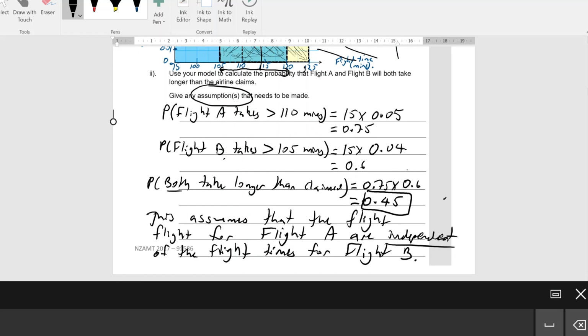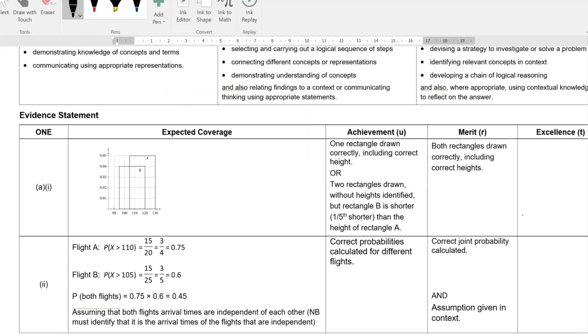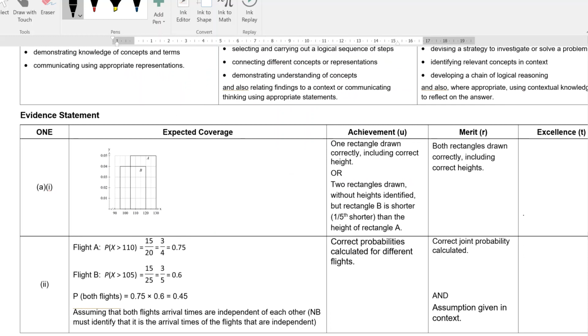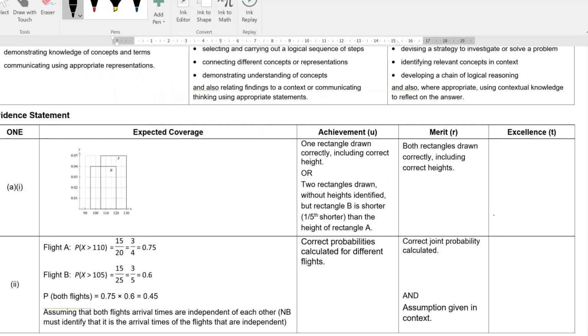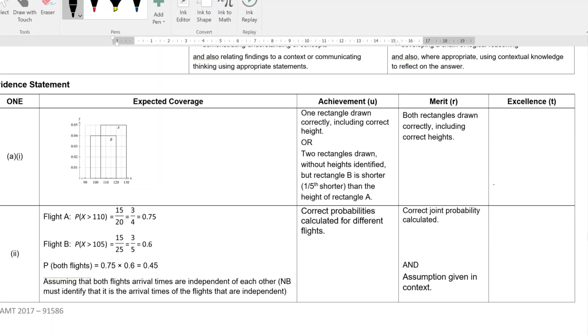So if we go to the marking scheme now and have a look, we can see that it says for achievement, one rectangle drawn correctly including correct height, or two rectangles drawn without heights identified, but rectangle B is shorter than the height of rectangle A. Should be 1/5 shorter, but we were a wee bit tolerant with that. And then for part 2, correct probabilities calculated for individual flights, so 0.75 and 0.6. For merit, which was the maximum, you had to have both rectangles drawn correctly, including correct heights. Okay, because without those you can't compare the areas.